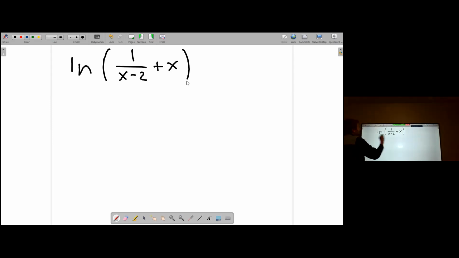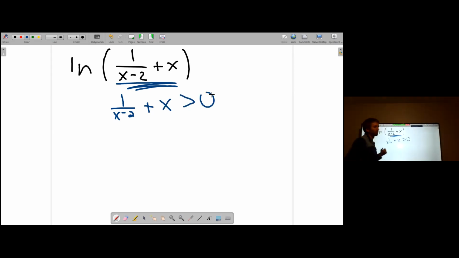Again, the idea of domain is we just want a value that you can plug in here so that the natural log works, and that's always going to be whatever you're putting into the natural log. In this case, it's 1 over x minus 2 plus x. You want that to be strictly bigger than 0. So if we can solve this inequality, we're pretty good for this problem. Okay, how do you solve this inequality?